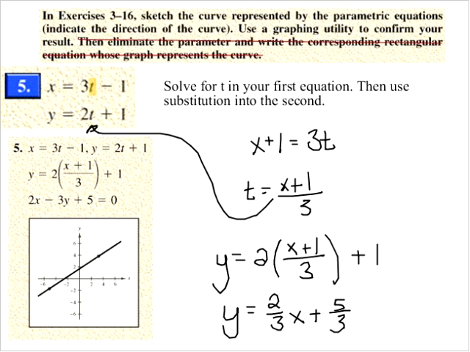And if I want to, I can leave it like that and then graph it. And we can see that that, in fact, is the line we get here. Or you can go ahead and multiply everything by 3 to get rid of your fractions, but that won't help with your graphing part of it. So here is the line that we can graph in rectangular coordinates. So all we have to do to go from parametric to rectangular is use substitution.